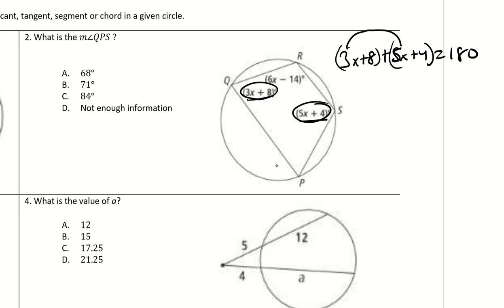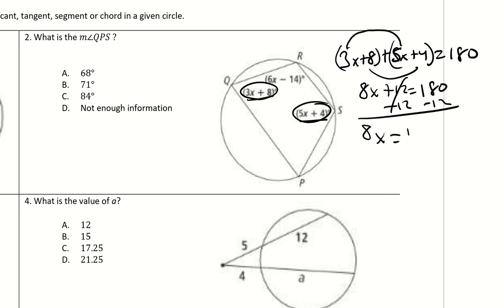So you're going to solve for x here. Let's combine like terms. 8x plus 12 equals 180. Subtract 12 on both sides. 8x is equal to 168. Divide by 8 on both sides. So x is equal to 21. Well, that's not the final answer because we have to find QPS, right?